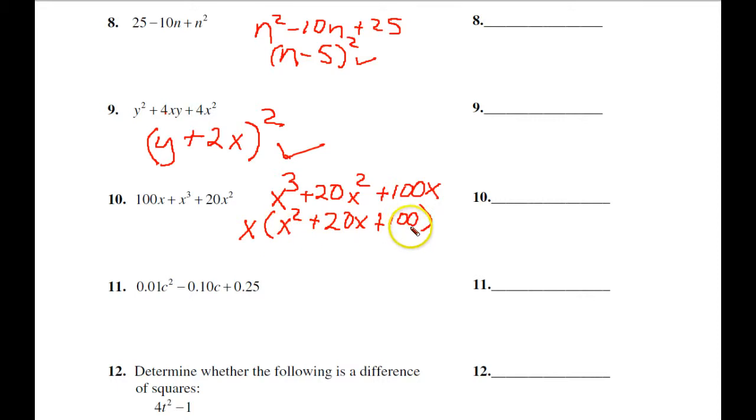Now I see this is a perfect square trinomial. I take half of the 20, gives me 10, square that, yep. Use that middle sign, take half of that. Don't forget to put the square there. And this checks out.